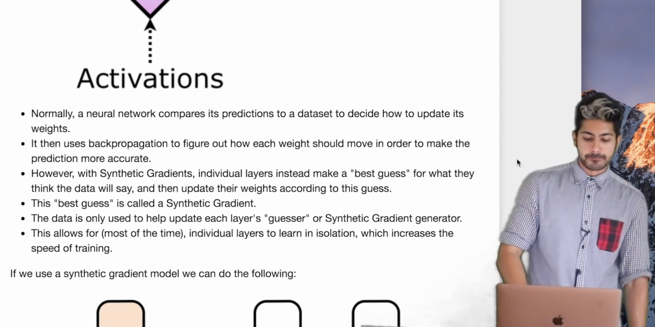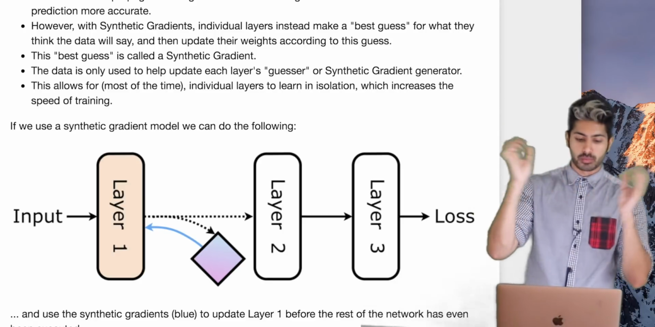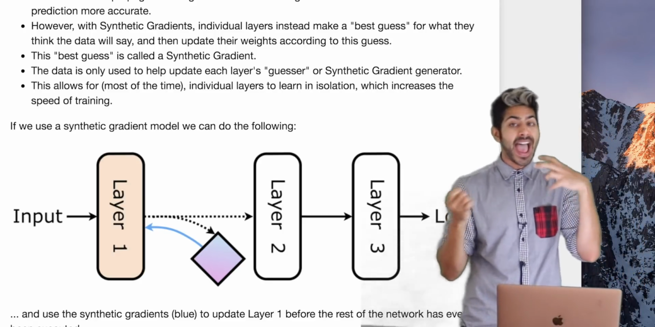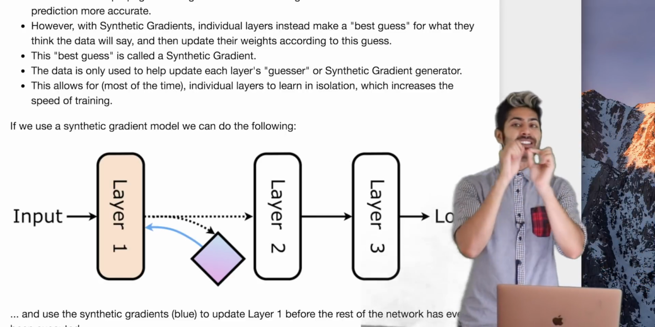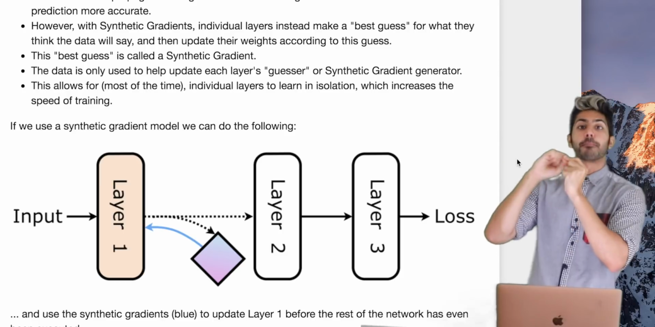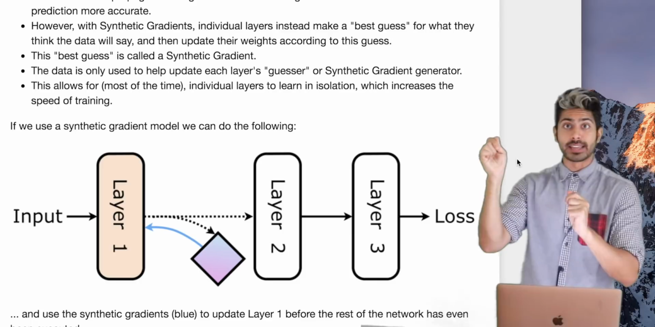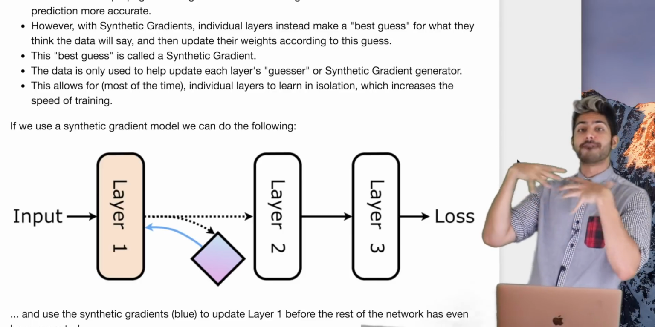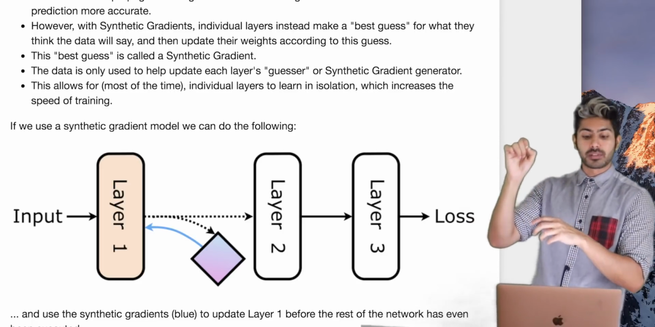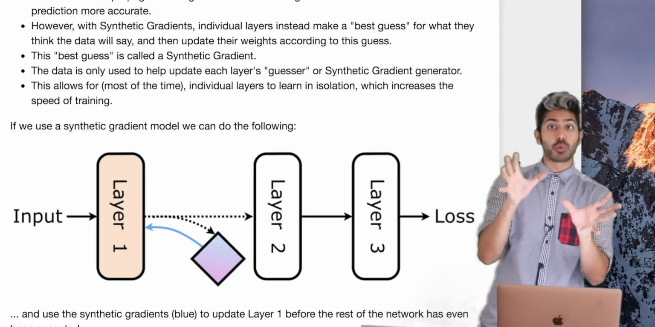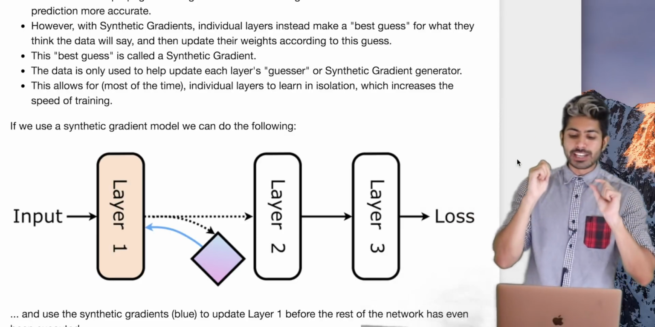So normally, a neural network compares its predictions to a data set to decide how to update its weights, right? It uses backpropagation to figure out how each weight should move in order to make a better prediction. But with synthetic gradients, individual layers make a best guess, an approximation of what the gradient would be. It's not the actual gradient, it's a synthetic gradient, a fake gradient, a predicted gradient. And so this best guess that each layer makes is called the synthetic gradient. And the data is only used to help update each layer's guesser.